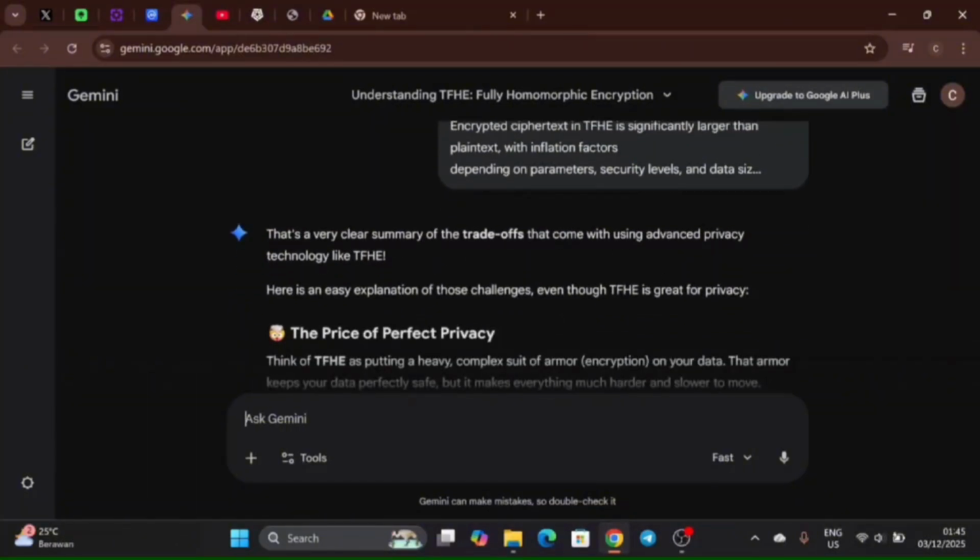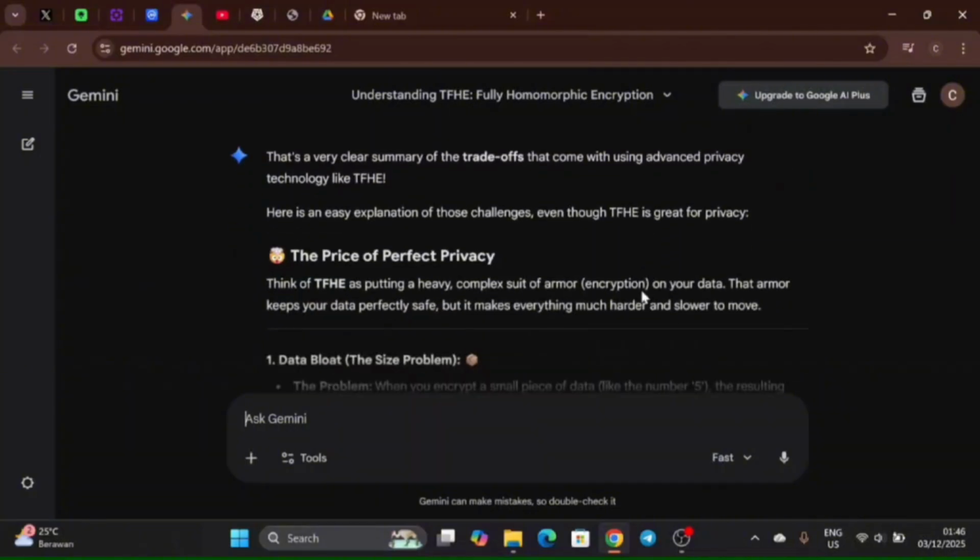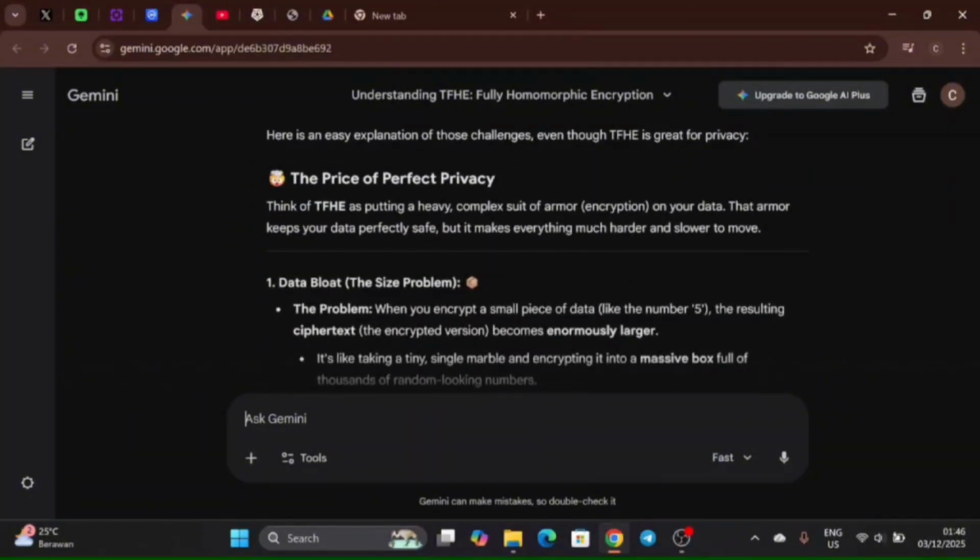Okay, that's a very clear summary of the trade-off. We get this point. It's the trade-off of this very advanced technology. The trade-off of using FHE EVM is the easy explanation: the price of perfect privacy. It means the price that the developer or any chain has to pay.